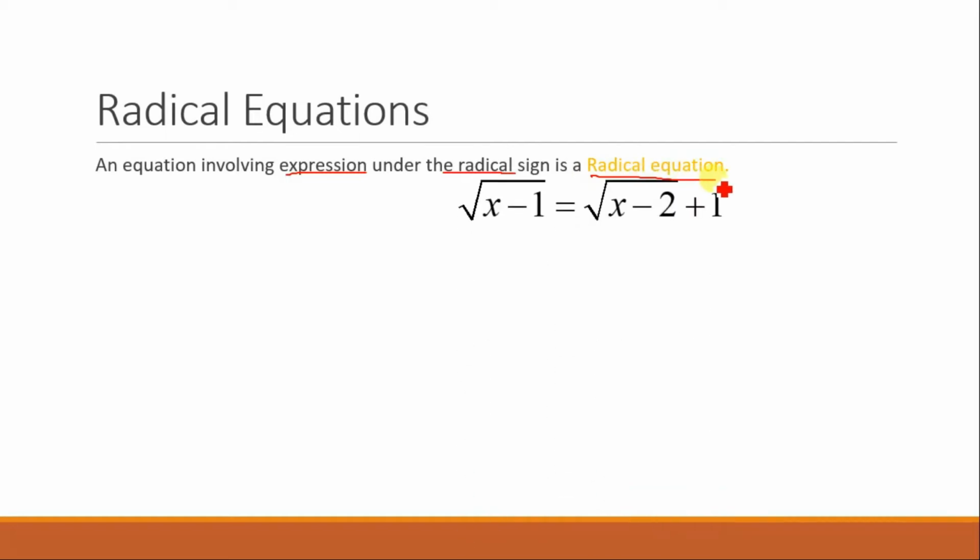For example, square root of x minus 1 equals square root of x minus 2 plus 1. You can see that x minus 1 is an algebraic expression in this equation and it is under the radical sign. X minus 2 is another algebraic expression and it too is under the root. Hence this equation is a radical equation. There are three types of radical equations.